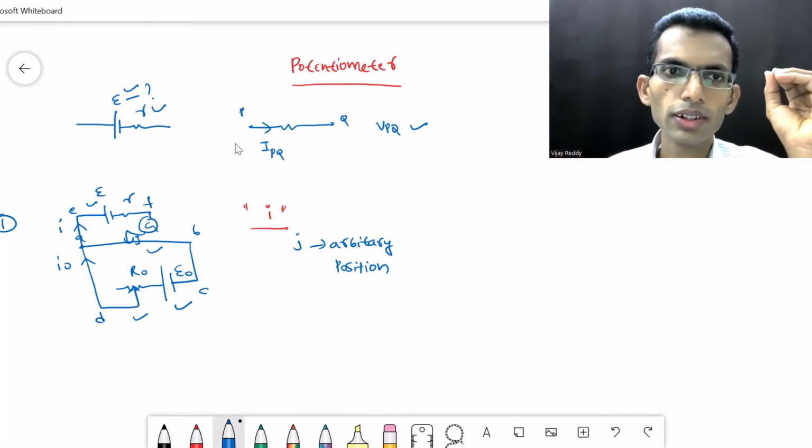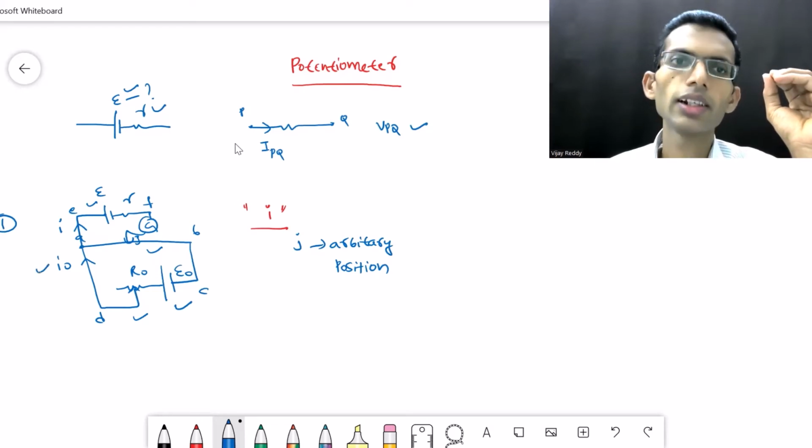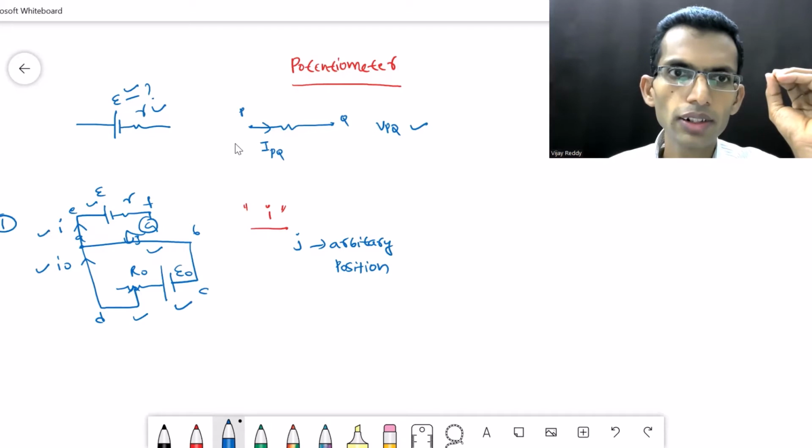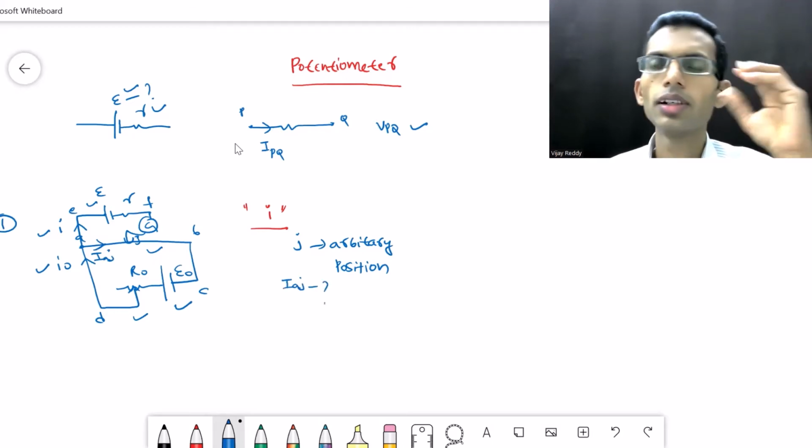Let us focus on the junction A. At junction A, I0 is the entering current, I is the leaving current. What is the current that is flowing from A to J? Let us say that is IAJ. Let us get IAJ in terms of I0 and I.